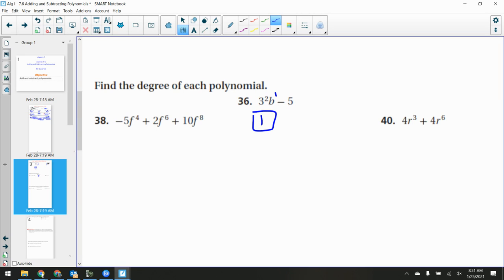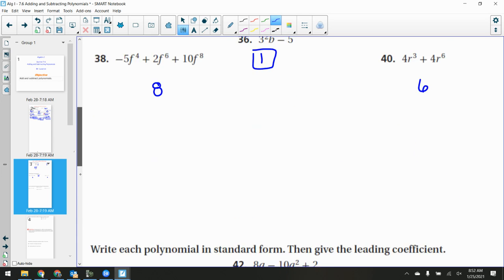Mackenzie, what's the degree for 38? 8. Good. 8. And number 40, Elena? Oh, sorry, you weren't here. Rosalie? For number 40, what's the degree? Good. Questions on any of those?